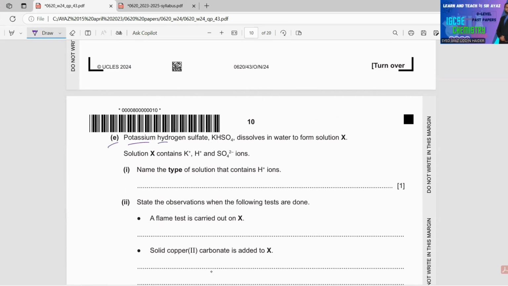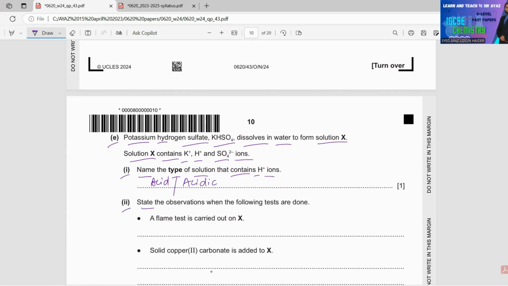E. Potassium hydrogen sulfate, KHSO4, dissolves in water to form solution X. Solution X contains K+, H+, and SO4 2- ions. Number 1, name the type of solution that contains H+ ions. It's acid or acidic. You can write acid. Even acidic is also acceptable.